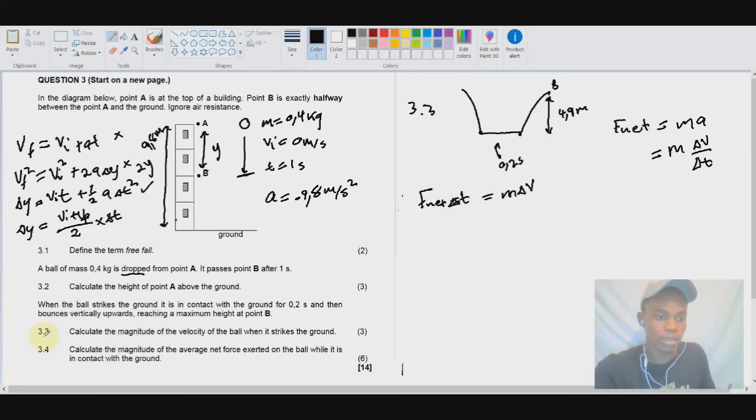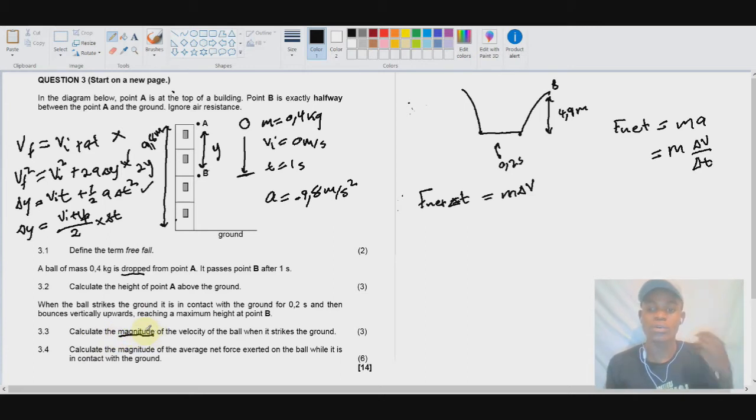So now we can go and check question 3.3, right? Question 3.3 is saying calculate the magnitude of the velocity of the ball when it strikes the ground. This ball is starting at a velocity of 0, and as it goes down, the velocity increases to a certain velocity that we don't know and we want in this question. Remember, velocity is a vector, so it must have magnitude and direction, but in this case they only want the magnitude of the velocity.